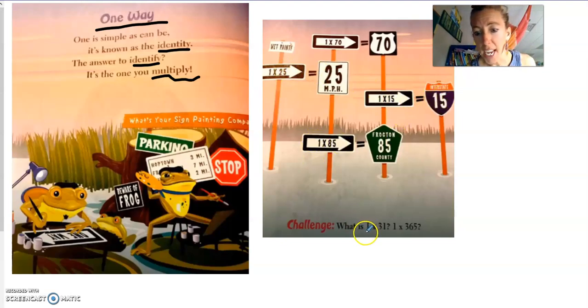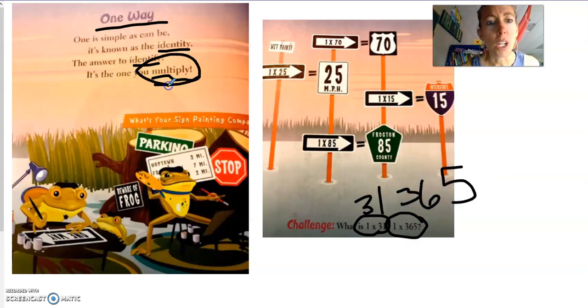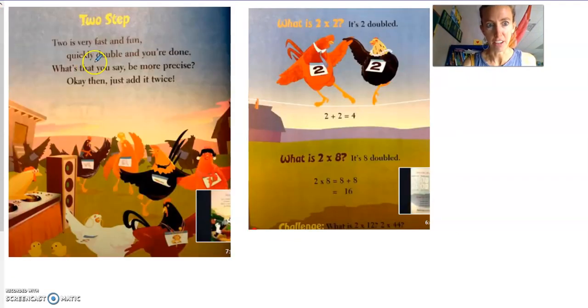So what is 1 times 31? Well, that would be one way to what? 31. And if I have a one-way sign to 365, 1 times 365 would be 365 because it's the one you multiply. Okay? That's why factors of 1 are fun. All right, let's check out the next factor, the next fun factor.